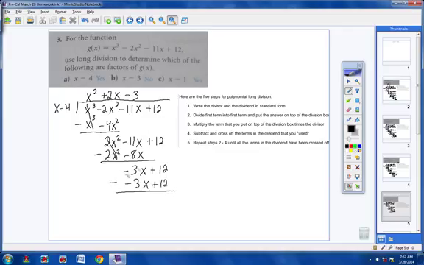And now we're going to subtract. Negative 3 minus a negative 3, they cancel. 12 minus 12, they cancel. So yes, x plus 4, or x minus 4, is a factor of this dividend right here. Okay? It did go in evenly. There was no remainder. All right, let's continue on to part B.